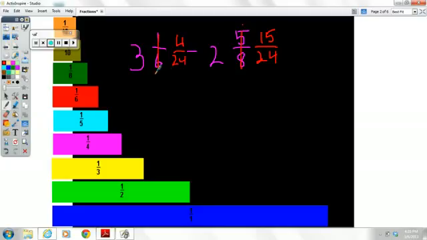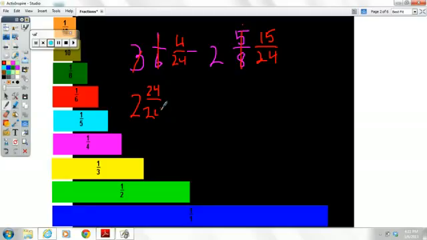Now, normally we would just be able to subtract the whole numbers and subtract the numerators and leave the denominator the way it is. However, this problem is a little different because this numerator is less than this numerator. We can't take 15 away from 4. So what we need to do is rename 3 and 4/24. So what we do is we borrow one whole from the 3. And really we're renaming it 2 and 24/24.